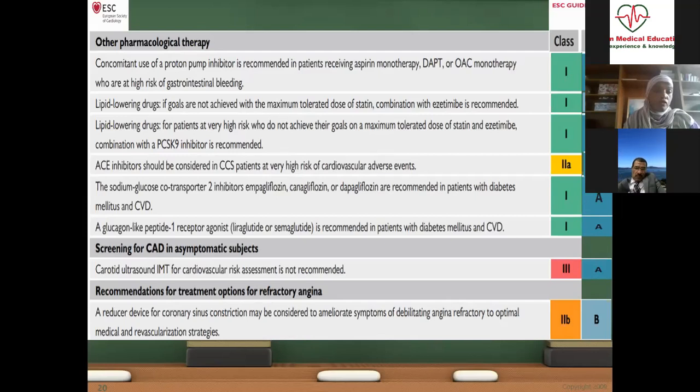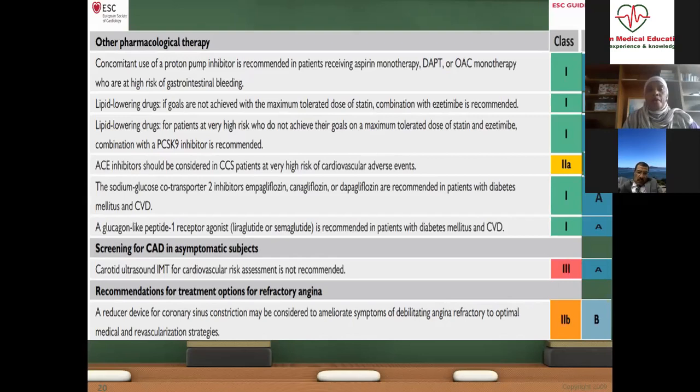The other update with this guideline is the class one recommendation with regard to lipid lowering agents. It is recommended that you optimize the statin therapy. If the patient is able to tolerate the maximum dose and still the target of their lipid is not achieved, then it is recommended as class one to add ezetimibe. So you have to optimize the statin and then add ezetimibe. And if there is intolerance or insufficient control, or you could not reach the target, then you could add a PCSK9 inhibitor, and this is a class one recommendation. But first you have to optimize the statin to the maximum tolerated dose.